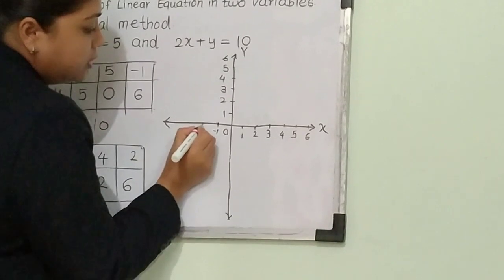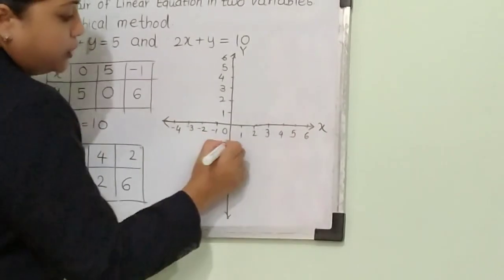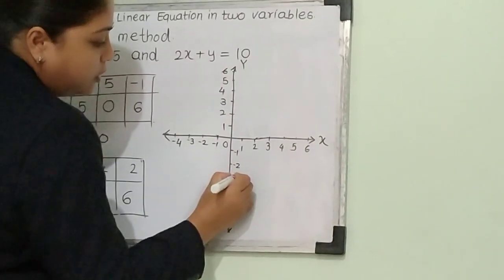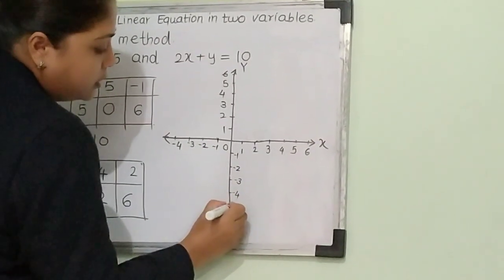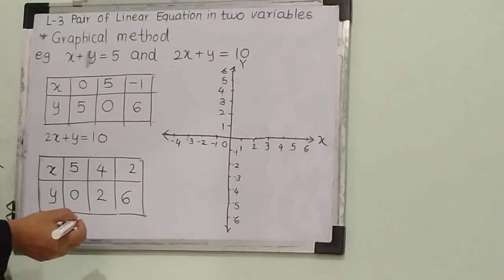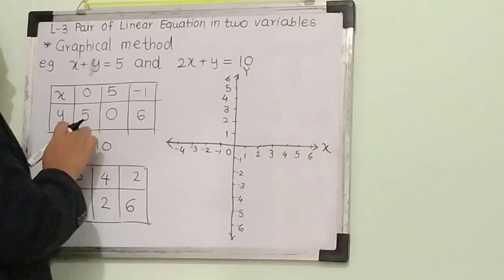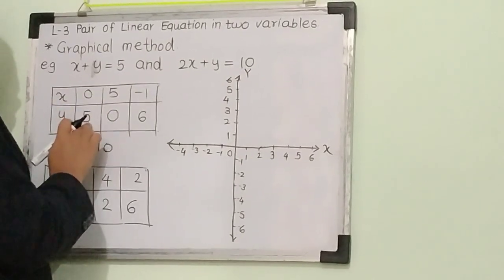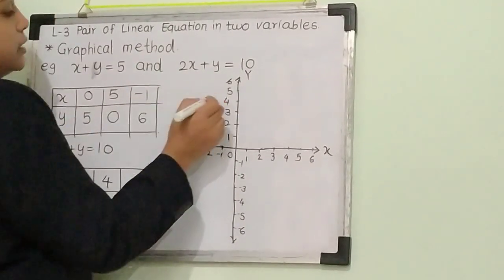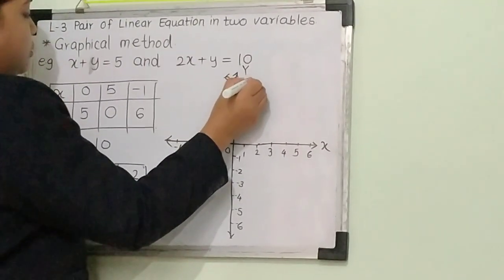Similarly here minus 1, minus 2, minus 3, minus 4. Again here minus 1, minus 2, minus 3, minus 4, minus 5 and minus 6. So it is the x and y plane. Now on this plane we have to plot these points. First 0, 5. When the x coordinate is 0, then that point lies on the y-axis. So it will come here, 0, 5.